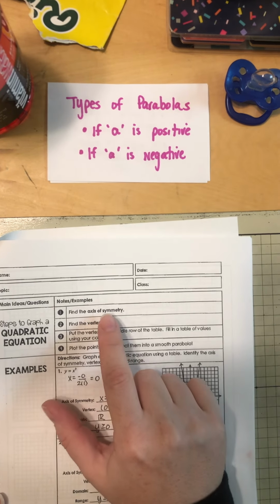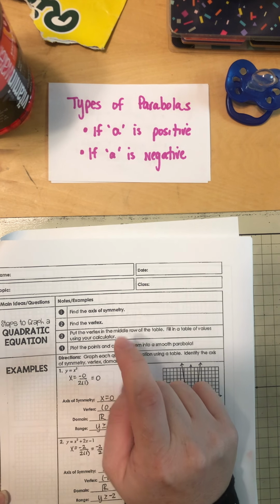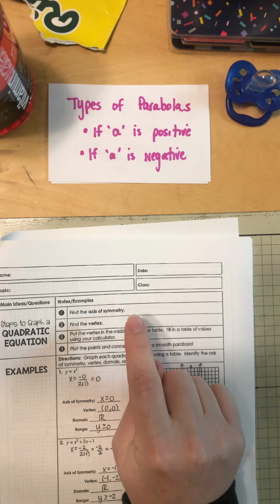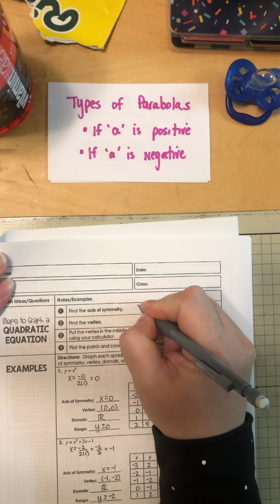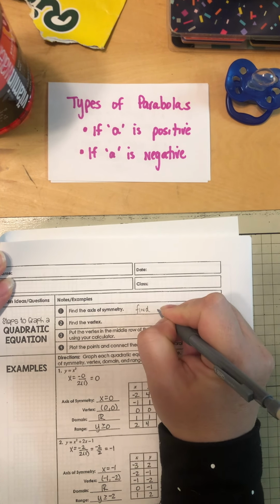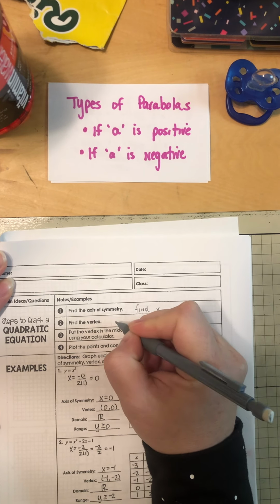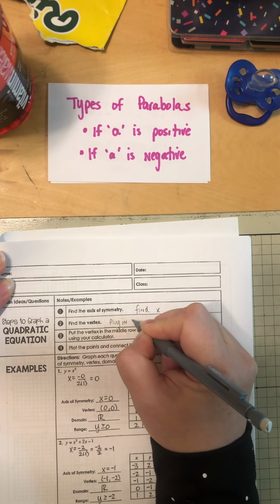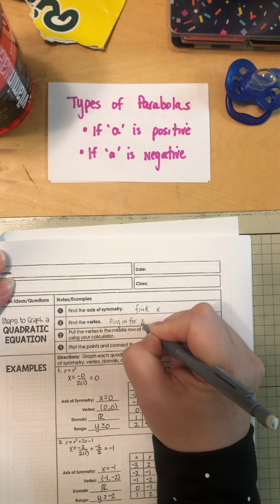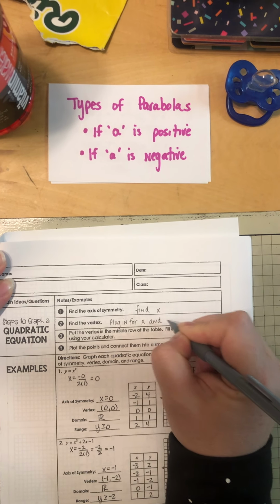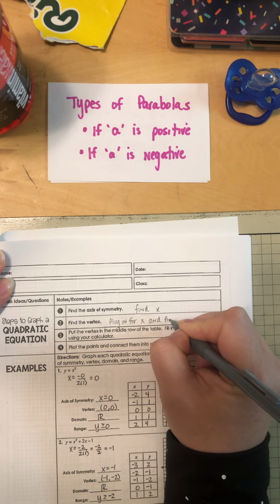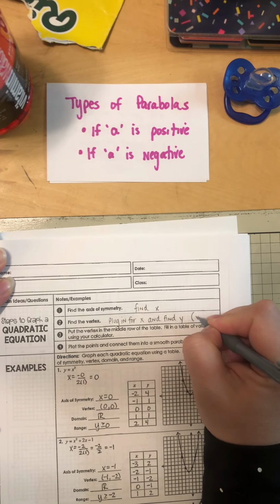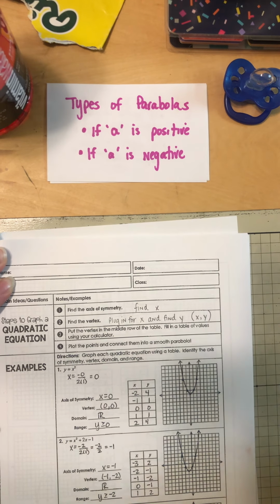You have to find the axis of symmetry, which we did in 8.1. You have to find the vertex. So again, you're finding your x here. So find x, and then we're going to plug in for x and find y. In this case, it's going to give you the x, y. And again, it's a coordinate.